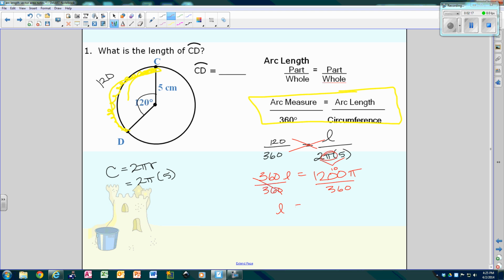So we get that L is 10 over 3 pi. You want to make sure when you put this in your calculator that you reduce it so that you get the reduced fraction. Please don't give me any decimals today. So length is 10 over 3 pi. And that's all you have to do to find the length. Just follow this formula right here and we'll write it over each time.